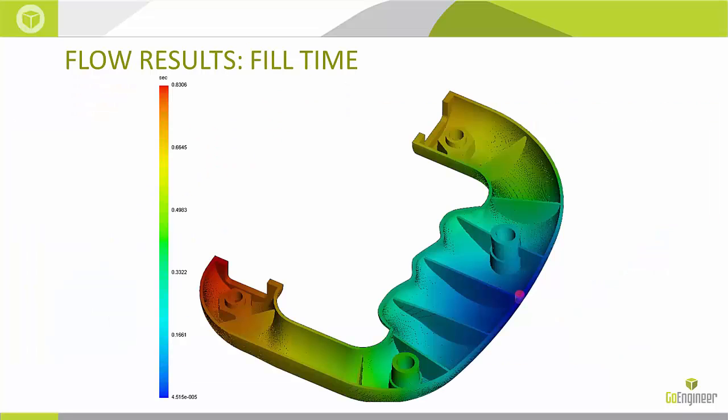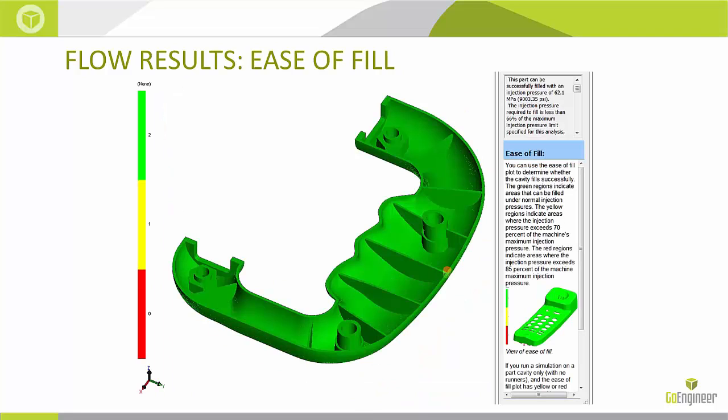We get excellent outputs like fill time, so this dynamically updates to show you how long it takes to fill up every piece of the cavity, and some easy gut checks to look at. So here we get a traffic light readout. Everything's green here, showing that this should be able to fill no problem, about 2/3 of the injection pressure that our machine is capable of.